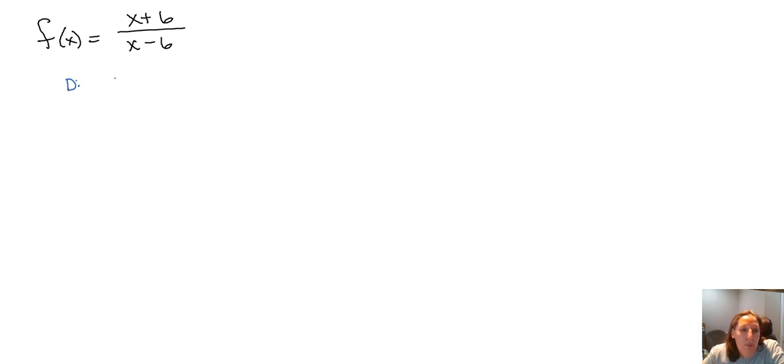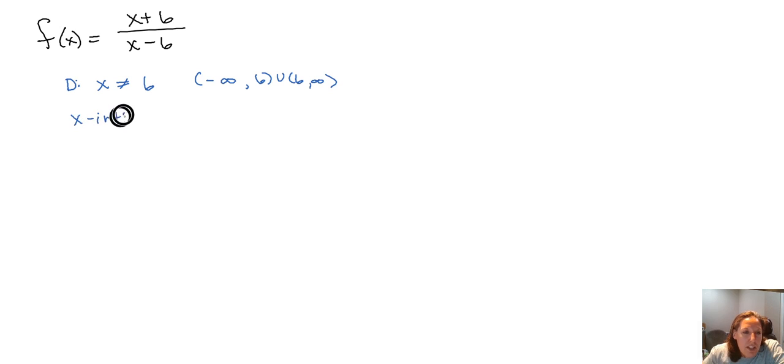So first of all, the domain of this function, remember we cannot have 0 in the denominator of a fraction, so that means x cannot be equal to 6. So our domain is going to be negative infinity to 6, and 6 to infinity.